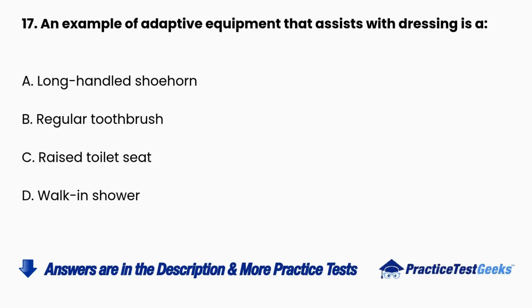17. An example of adaptive equipment that assists with dressing is: A. Long-handled shoehorn. B. Regular toothbrush. C. Raised toilet seat. D. Walk-in shower.